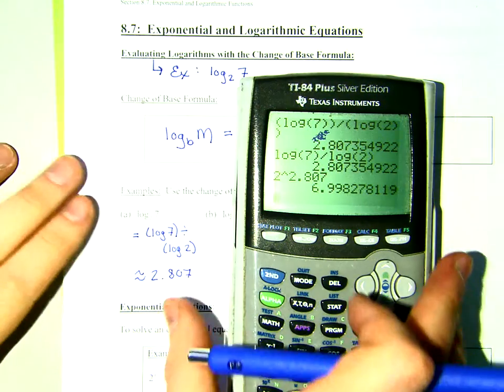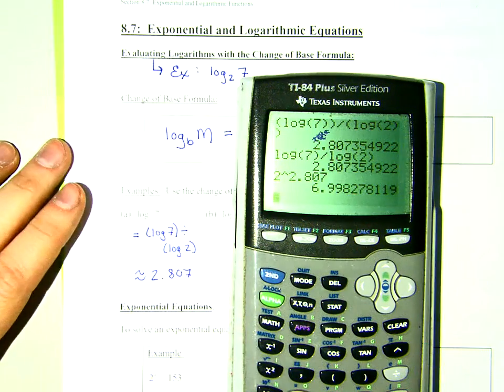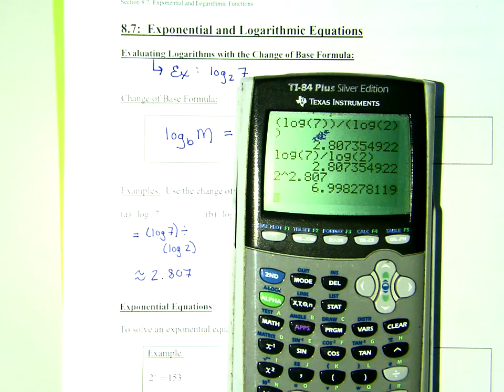Very good. Raise your hand if you're having trouble getting 2.807. And then what did you want us to do? Put it to the 7? Hold on. Okay, wait.